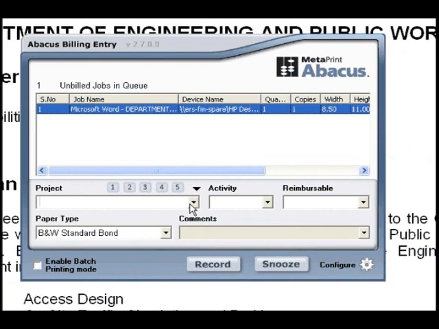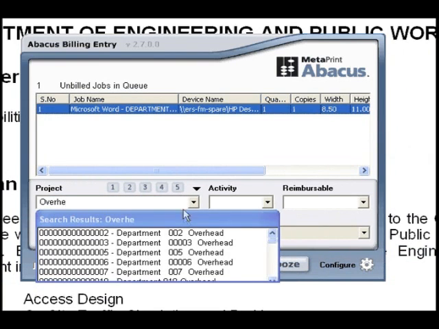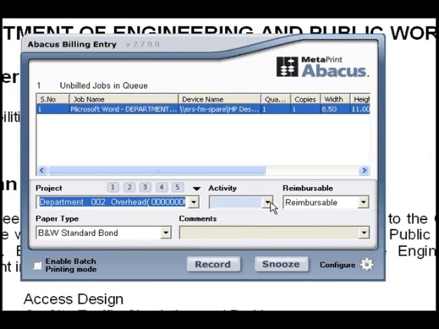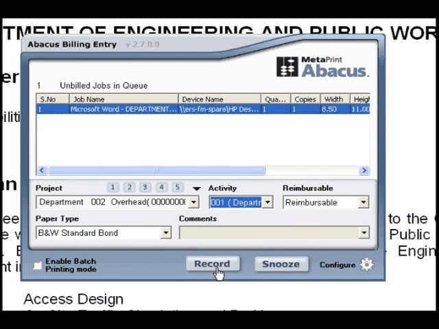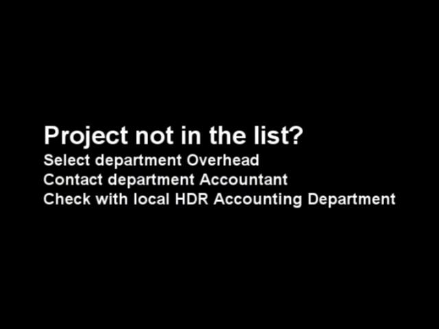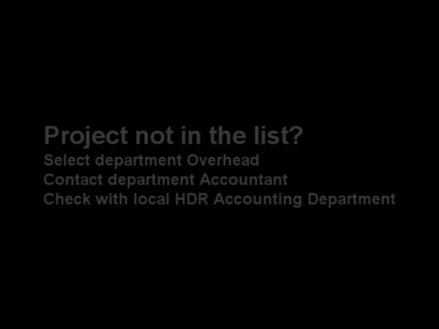If your project is not available in the list, select your department's overhead project and contact your department accountant to verify that the project status is properly recorded within the Connect system. Also, check with your local HDR accounting department to make sure your project and activity is properly recorded in Connect. Note that if a project no longer has an open activity for reprographic expenses, it will not appear in Abacus. Some projects remain open only for labor expenses and no longer allow printing charges.